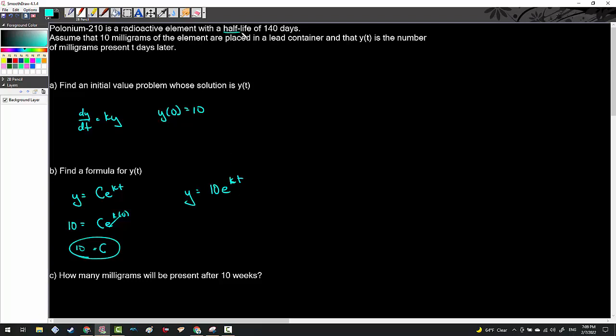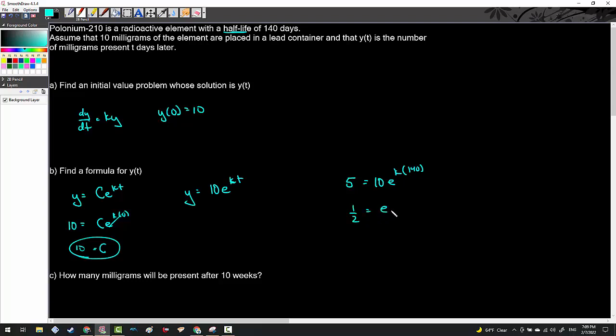Now this is actually a half-life problem, so I can probably solve for k right away, especially because part C is asking me to find out how many milligrams are present after 10 weeks. I should probably find that value of k. Well, if my initial value is 10, hopefully it makes sense that 5 will be present after 140 days.